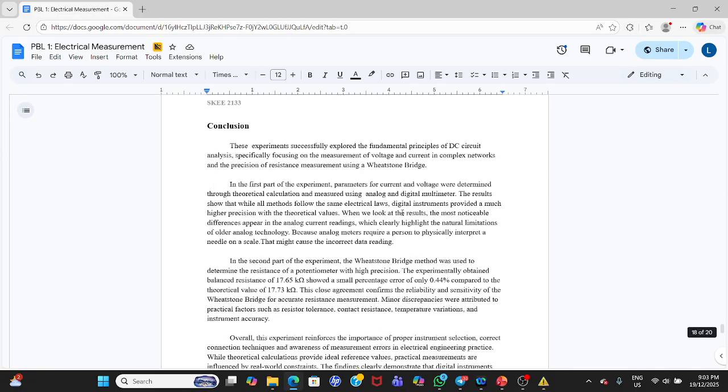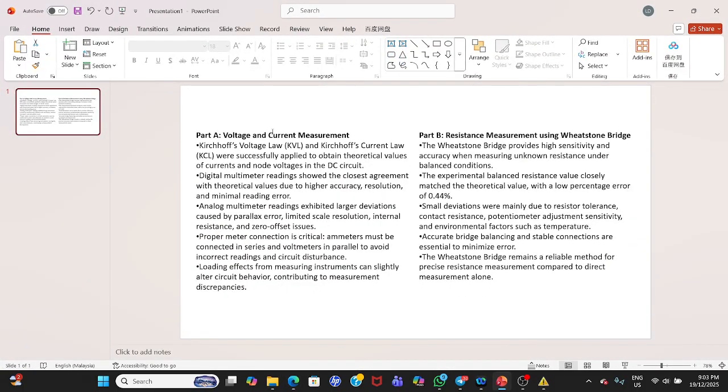Okay, so this is the comparison of part A and part B. For part A, we use Kirchhoff's voltage law and Kirchhoff's current law, and for part B, we use the Wheatstone bridge. And we found that the digital multimeter readings show the closest agreement compared to the analog multimeter when measuring the value of the voltage and current. And for this one, we found that the resistance value closely matches the theoretical value by using the Wheatstone bridge.